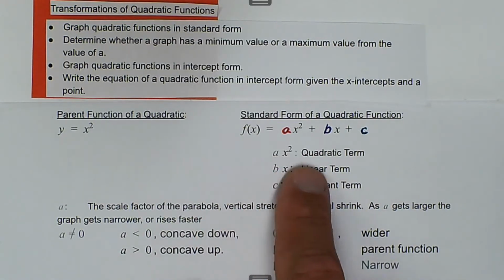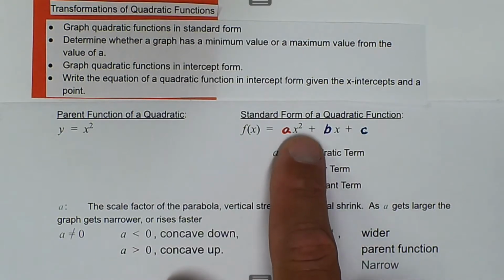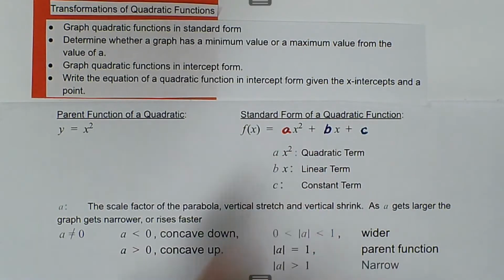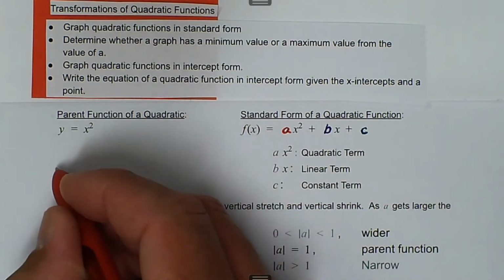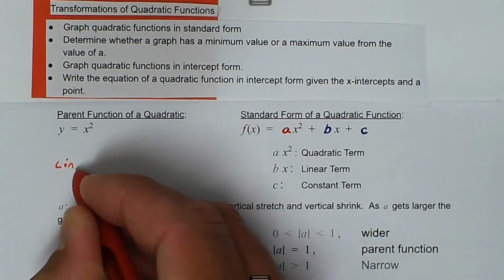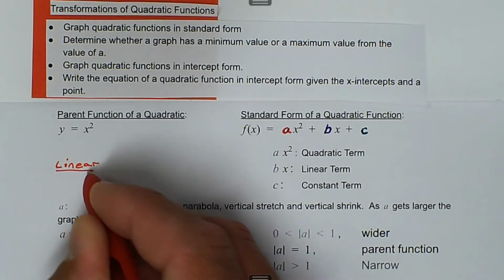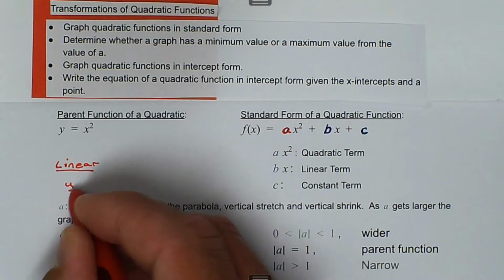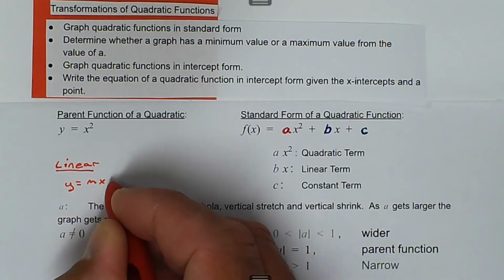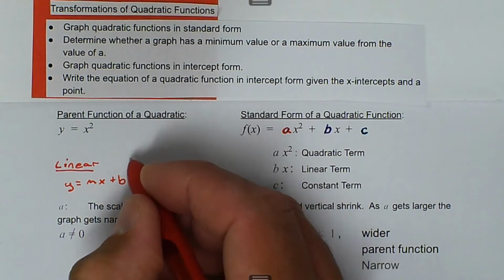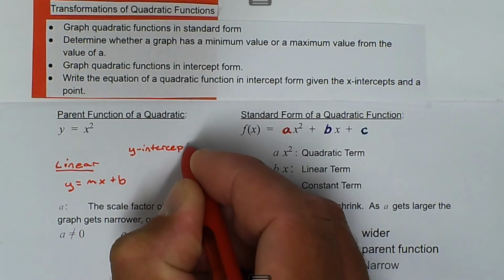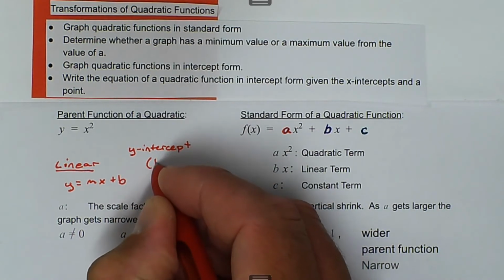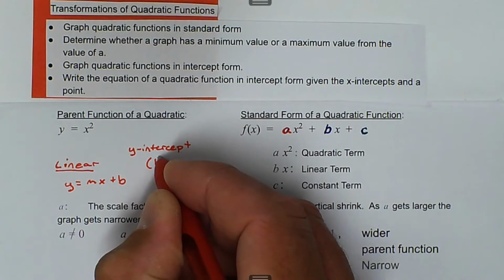The ax squared term is the quadratic term because that's the squared part. That's what makes the graph turn into a parabola. Because if we have a linear function, that is y equals mx plus b, and the y-intercept is (0, b).